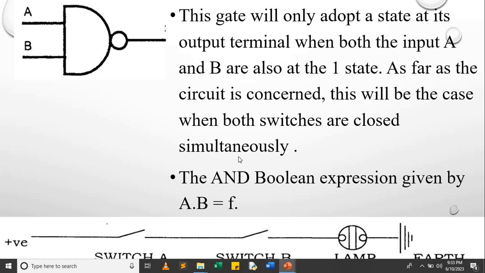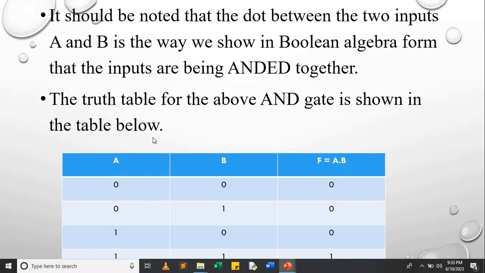This is A, B, and we see this is the representation of the AND gate. You have to master how to draw this gate because you have to make it. This gate will only adopt a 1 state at its output terminal when both A and B are in the positive state, that is, when all the switches are closed. So you can see the truth table.